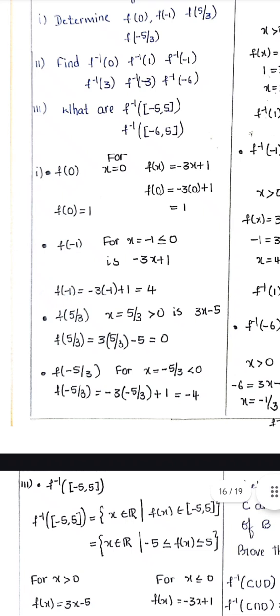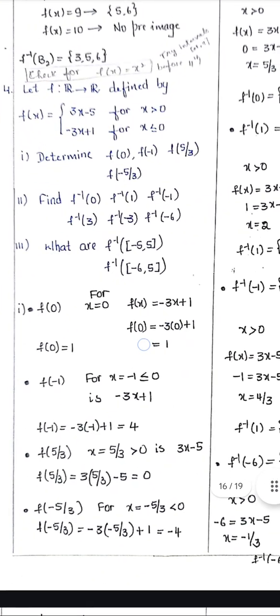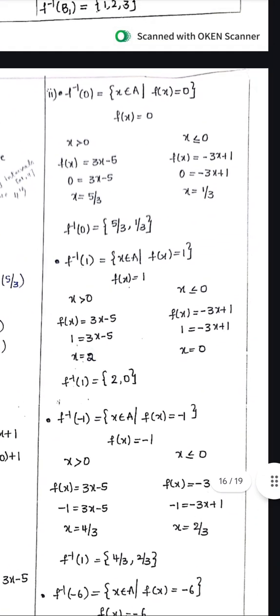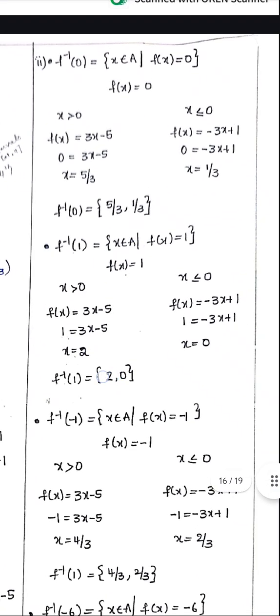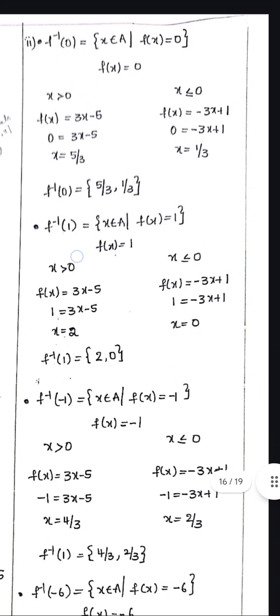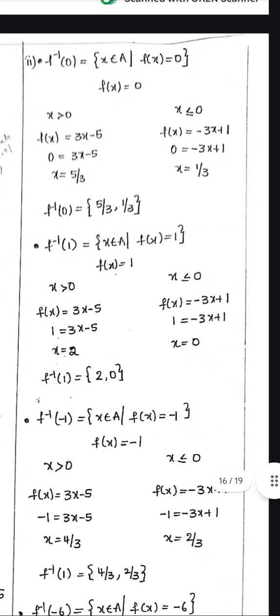We have to put the formula minus 3x plus 1. So that is equal to minus 4. Then the next question is find f inverse of 0, f inverse of 1 and so on. For this f inverse of 0, where x belongs to A, f of x equals 0. This we need to find.